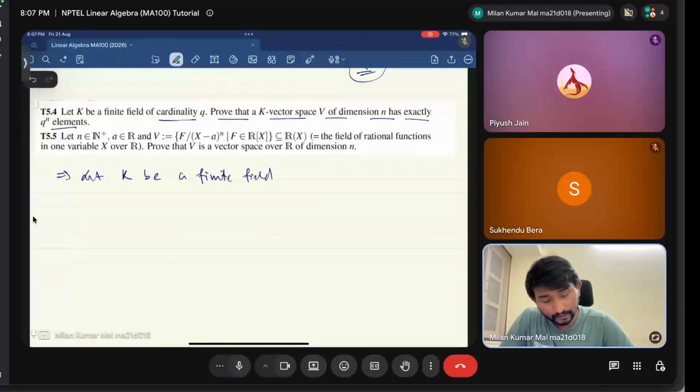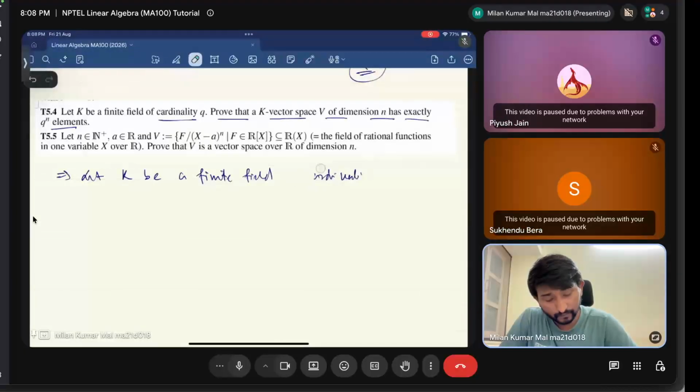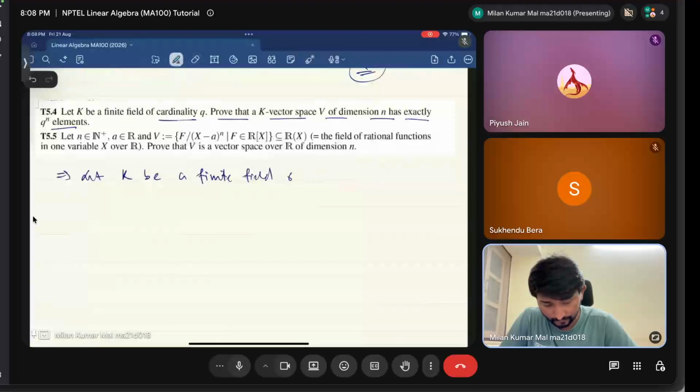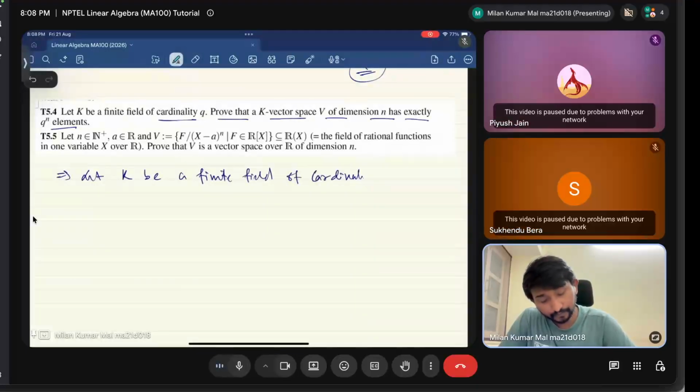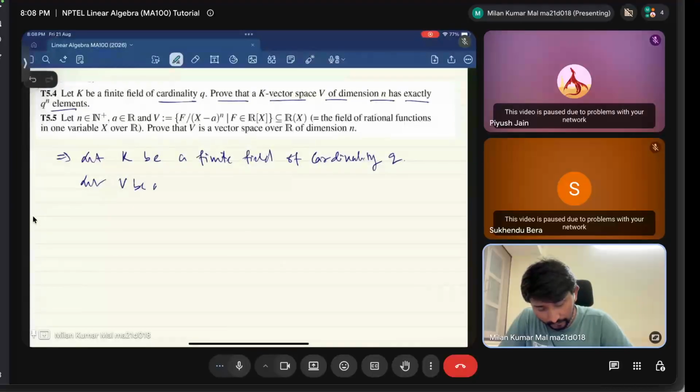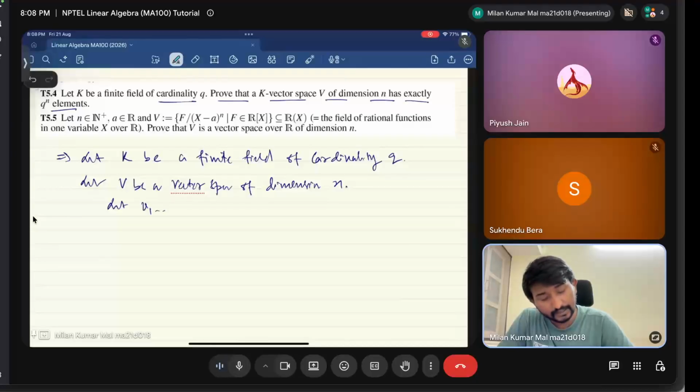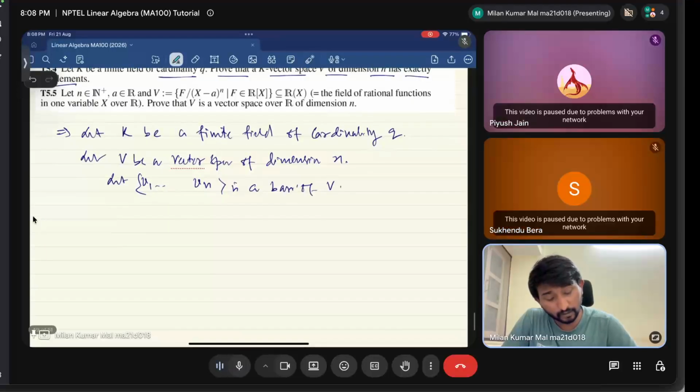of cardinality q. Let V be a vector space of dimension n. Okay, let v1 all the way to vn be a basis of the vector space V over the field K. That's of course over the field K.